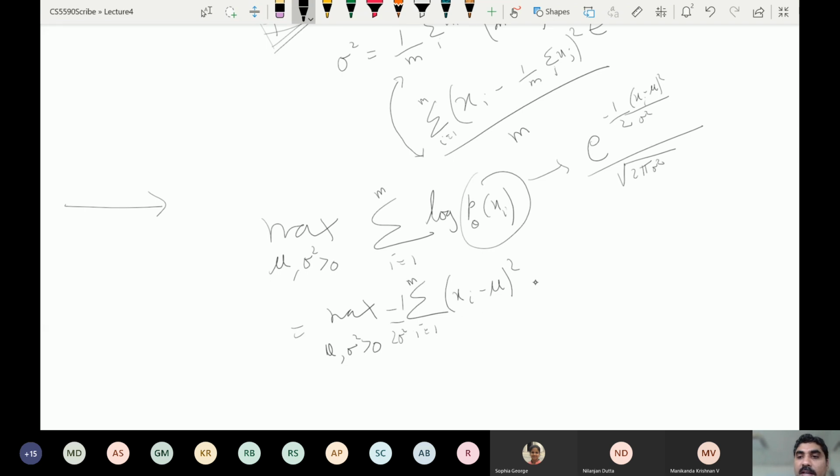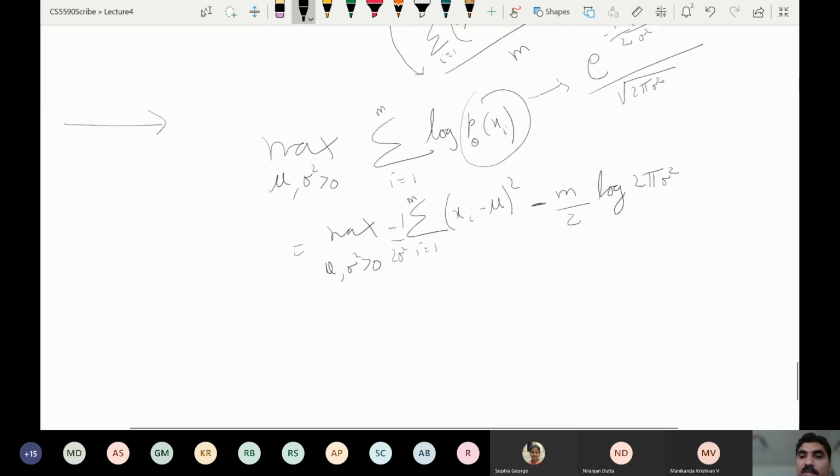So that is log a minus log b, right? So minus, and this term appears m times. So minus m by 2 log 2 pi sigma square. Fine. So everybody is clear with this? Yes, no? Yes, sir.